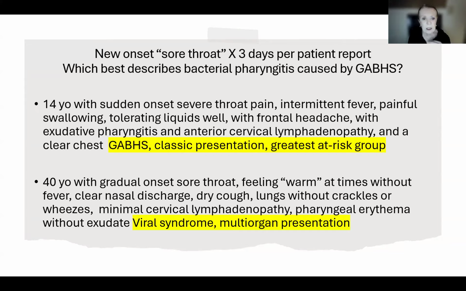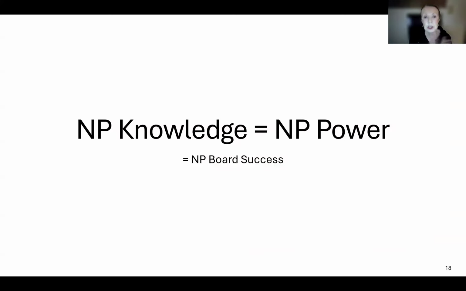What do I mean by multi-organ? Nose is running, dry cough, gradual onset sore throat, that type of thing. So that's how you start with your differential on that one. What I'm going to do with our next session today together is go over the plan and evaluation domains. So what I want to do now is remind you: NP knowledge equals NP power equals NP board success.